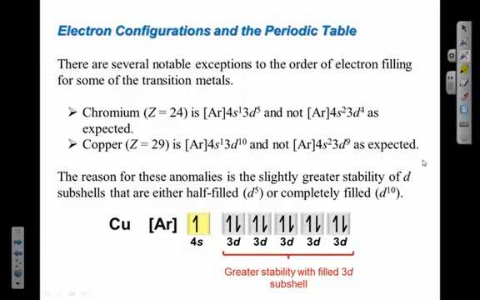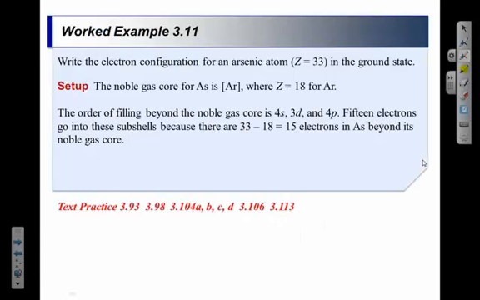So those are the four exceptions that you need to know. Any questions about those? All right, let's just do a little extra practice, especially since we're going to have an exam on this on Thursday.